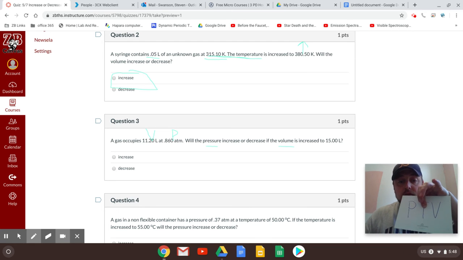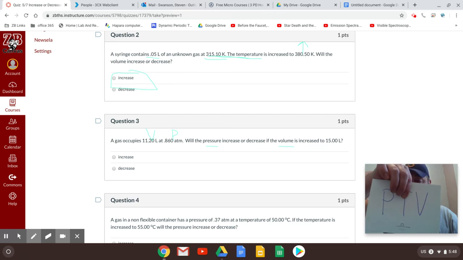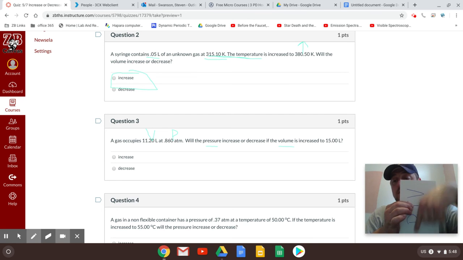All right. So if volume is increased, it's hard to do, believe it or not, on the camera. If volume goes up, what happened to pressure? It went down. Volume increased, pressure decreased.